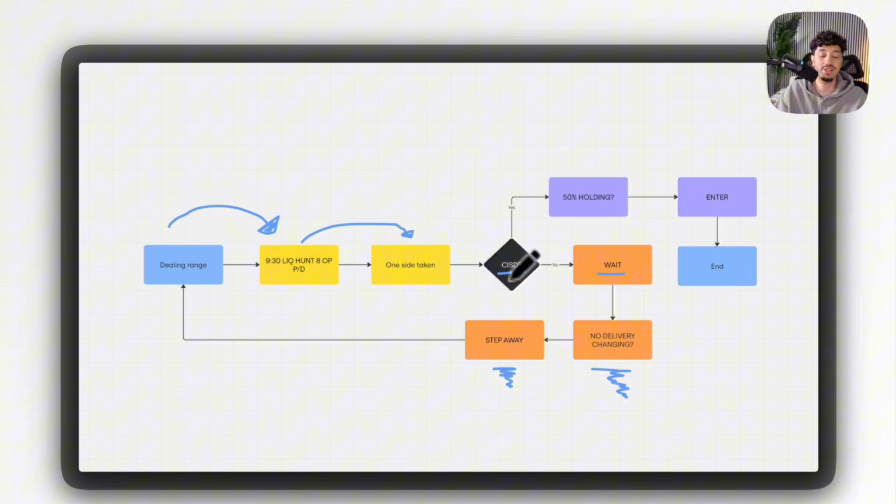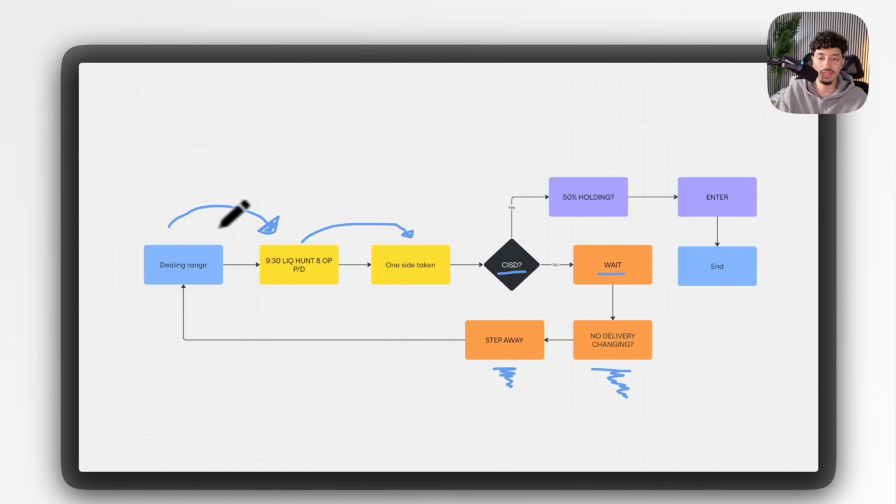You can see as price then changes delivery, one thing is off within the system. If one thing is off within the system, why would you trust the system at that point? You need everything to align to trust your system because you know that's when your system performs the best. So if we don't change the state of delivery, you wait. If no delivery is being changed, then you step away from the charts and you repeat the process again.